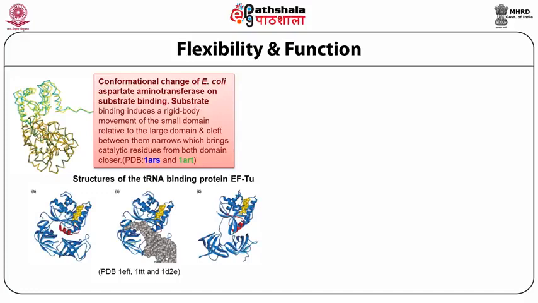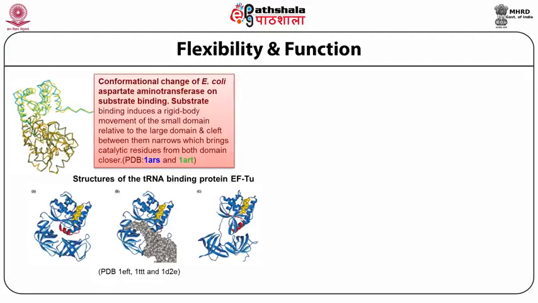coli aspartate aminotransferase, actually changes its cleft between the two domains, here is the green and here is the yellow, you can see these two, and this cleft between them narrows, and that's why the catalytic residues come near to each other. This is very important for function, hence open structure and closed structure are both shown here.